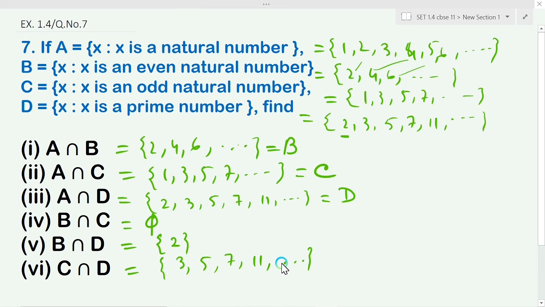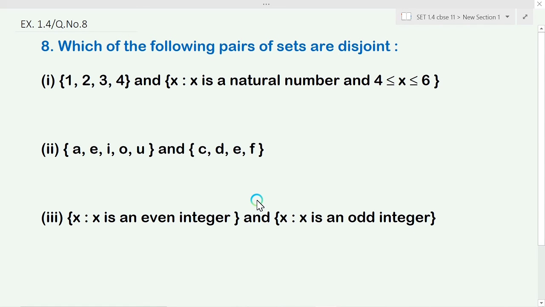3, 5, 7, 11, and so on. Okay. Now question number 8. Which of the following pairs of sets are disjoint? That is, mutually disjoint. Two sets are called disjoint if there is no common element between them.